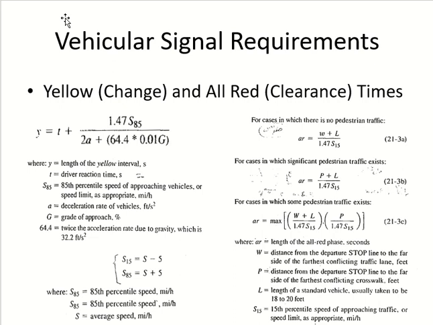The next case is when you have a high number of pedestrians. The pedestrians are there and they are in very high number. So what's the difference between this equation and the first one? This one and this one. What's the difference?